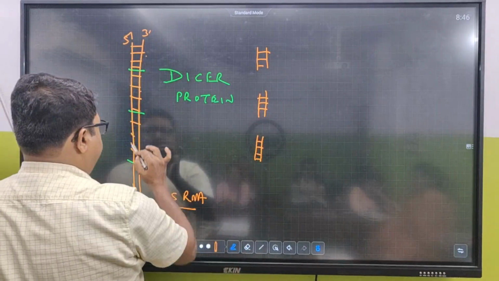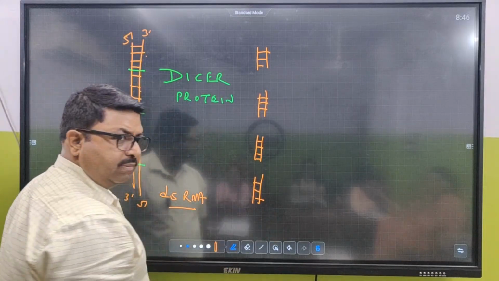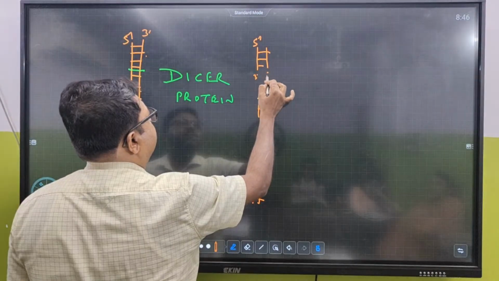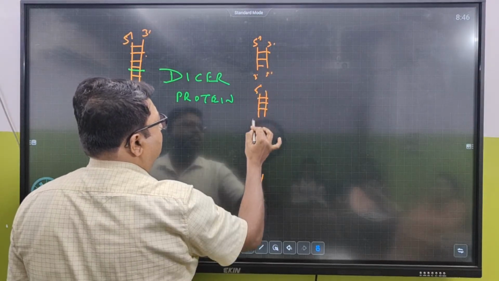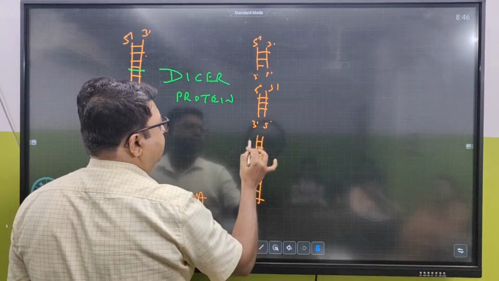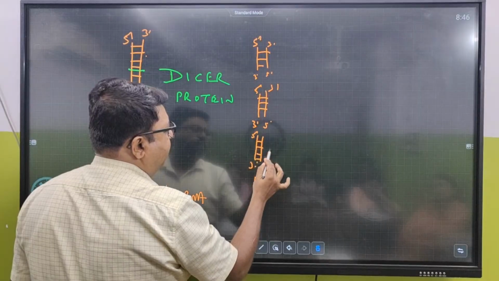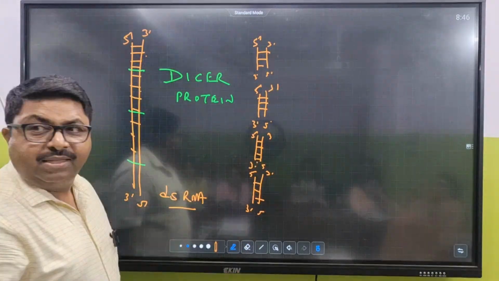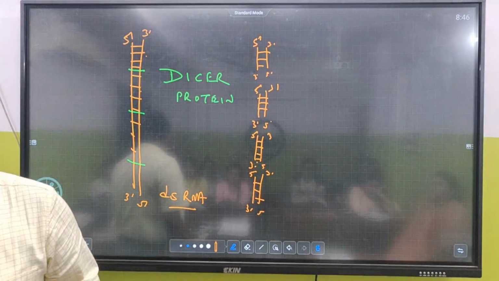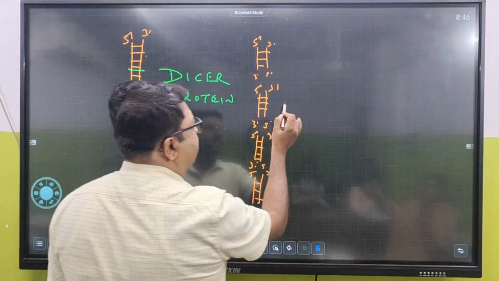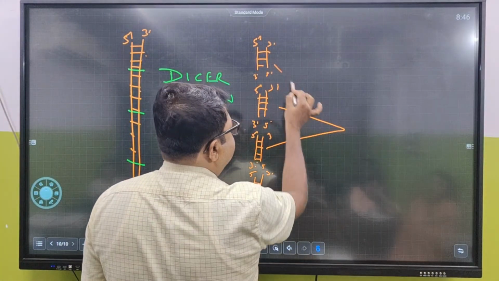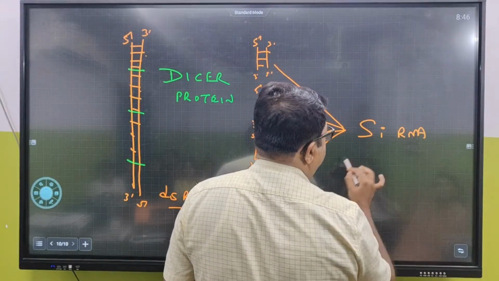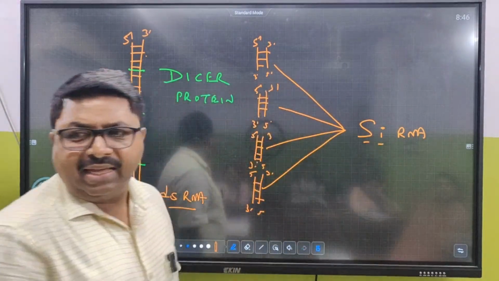1, 2, 3, 4. So there are 4 pieces, say for example. Clear? I'm not putting the conventions 5 prime, 3 prime, 5 prime, 3 prime. It's very obvious. Clear? This is quite obvious. Okay. So these are what? The small pieces. The small pieces of this double strand RNA are called siRNA.